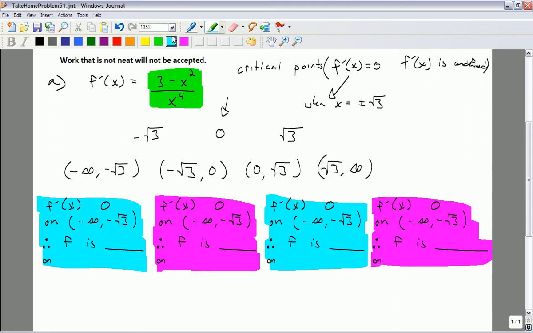So this first interval in blue, you need to take a number from that interval, any number, plug it into f prime, and see if you get a positive or a negative result. A number in this interval is negative 10. If you plug negative 10 into f prime, do you get a positive or negative result? Let's see, 3 minus 100 over a positive result. So you get a negative over a positive. So f prime of x is less than 0. Therefore, f is decreasing.